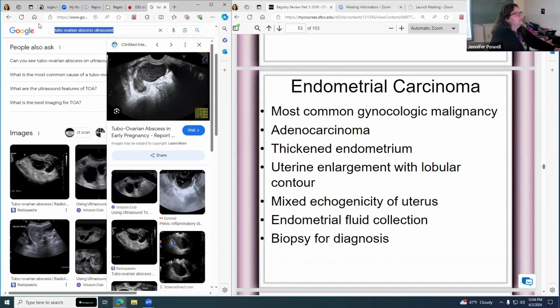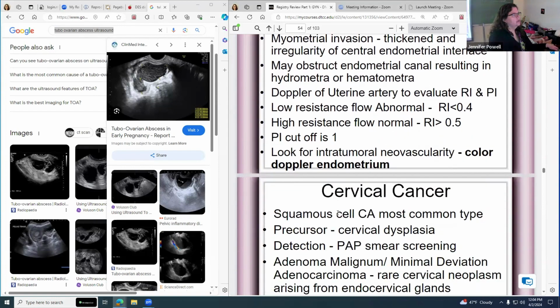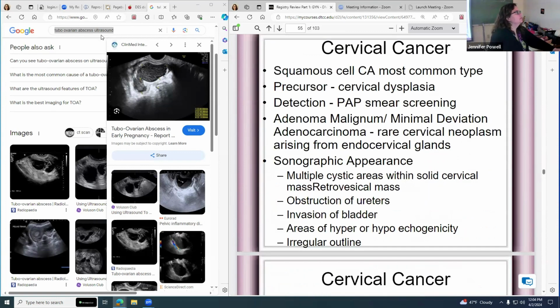I'm wondering if we can see. Well, you know what? I'm not even going to do that. Let's look and see if there's images. No. Let's see if we can find one. Oops.